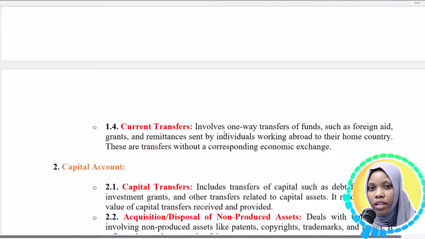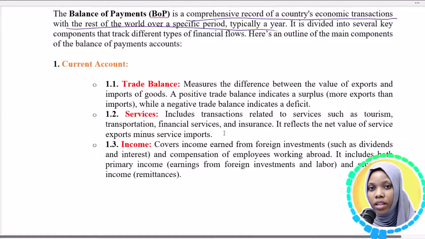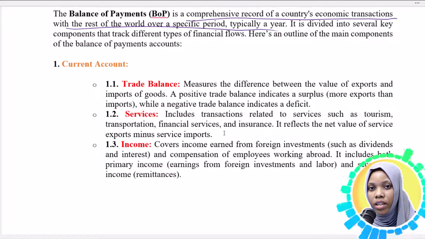So let's read through them really fast. And it says the current account. Under the current account we have the trade balance, which measures the difference between the values of exports and imports. This is the difference between the imports and exports. And then there's the services under the current account, which include transactions related to services such as tourism, transportation, financial services, and insurance. This reflects the net value of service exports minus service imports.